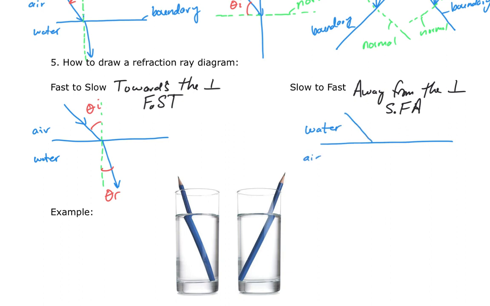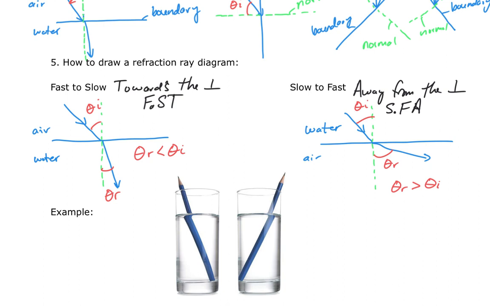We're going to have our light ray hitting. Once the light ray hits the boundary, we know where to put our normal line. We know how to draw it. We know that this is going to be our theta I right here. And then since I'm going from a slow medium to a fast medium, I know the light is bending away from the normal line. So that right there is going to be my refracted ray, and this is going to be my refracted angle. So you can see here that my refracted angle is going to be greater than my incident angle. Whereas over on the fast to slow side, I know that the refracted angle is going to be less than the incident angle.